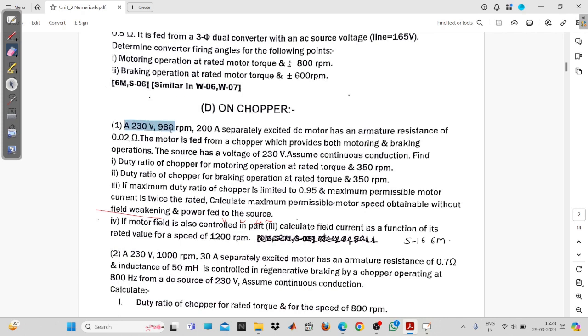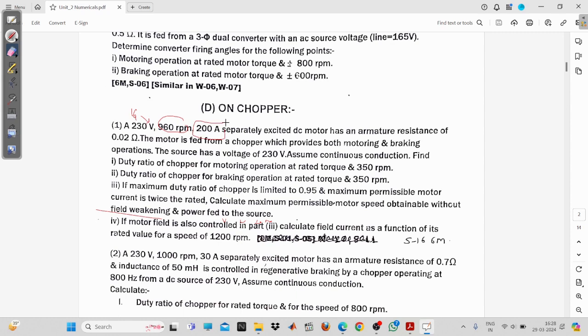So a 230 volt, 960 rpm, 200 ampere separately excited DC motor has an armature resistance of 0.02 ohms. So the armature resistance is properly given. Then these are the rated values. You can see VA will be equal to 230 volt. Then you are having the rated speed, that is the rotor speed, or you can say the motor speed. Then the 200 ampere, this is the rated current for a rated torque.